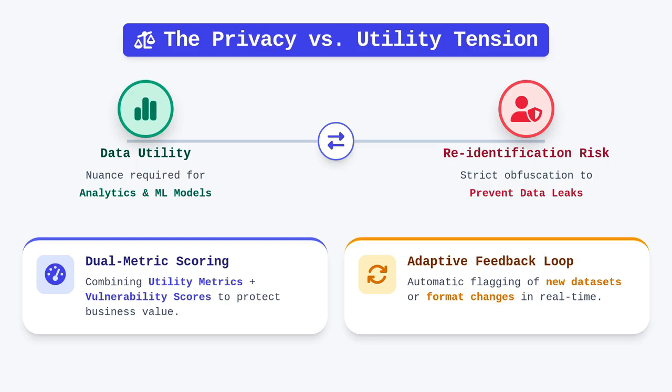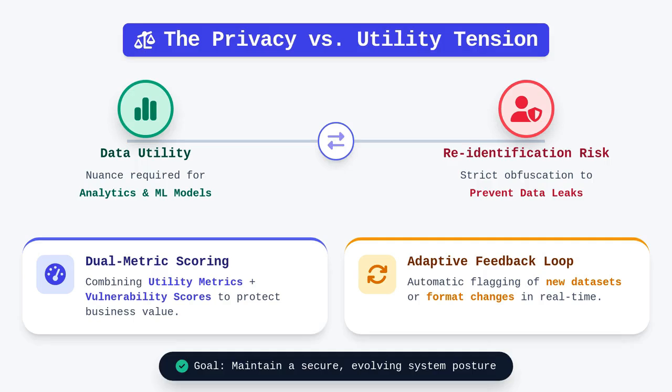This necessitates a continuous scoring framework that tracks the evolution of data sensitivity as new datasets are integrated into the pipeline. If we introduce a new batch of data or change the formatting, the scoring framework must automatically flag the change. This feedback loop is essential for maintaining the posture of a system that is constantly changing.